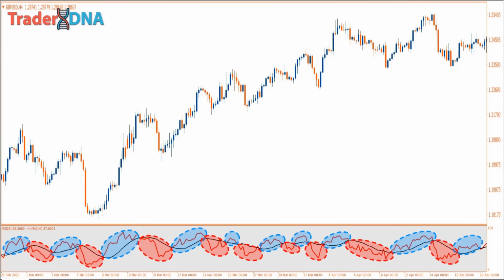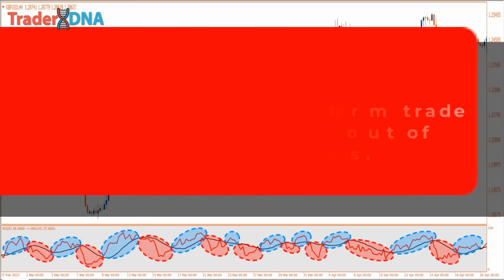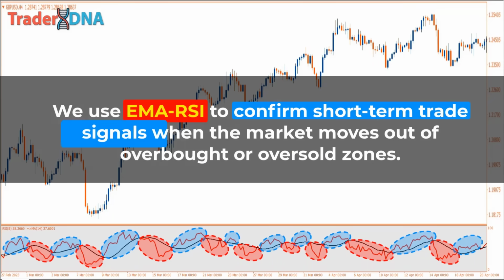Remember, there are various ways to use the RSI, but in this triple threat trading strategy, we use it to confirm short-term trade signals when the market moves out of overbought or oversold zones. Once you understand how to read these signals, it's crucial to check that the medium-term trend aligns with your signals. This is why the triple threat trading strategy is so accurate for scalping, intraday trading, swing trading, and long-term investing.